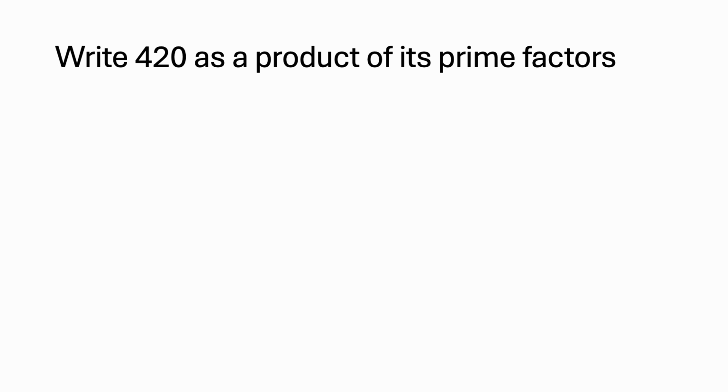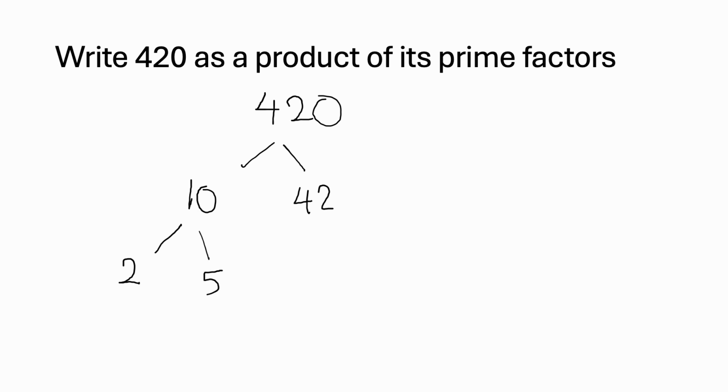Okay, we've got this one here, 420. Let's split that one down. 420, yeah, we can divide by 10 potentially. So 10 and 42. They're not prime numbers, so we may have to split both of them further down. So 10, we can do 2 and 5. 2 and 5 are prime numbers, so that one is done and dusted.